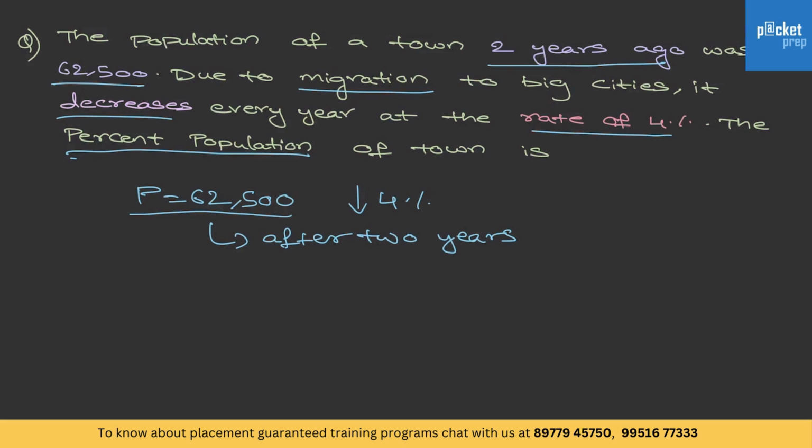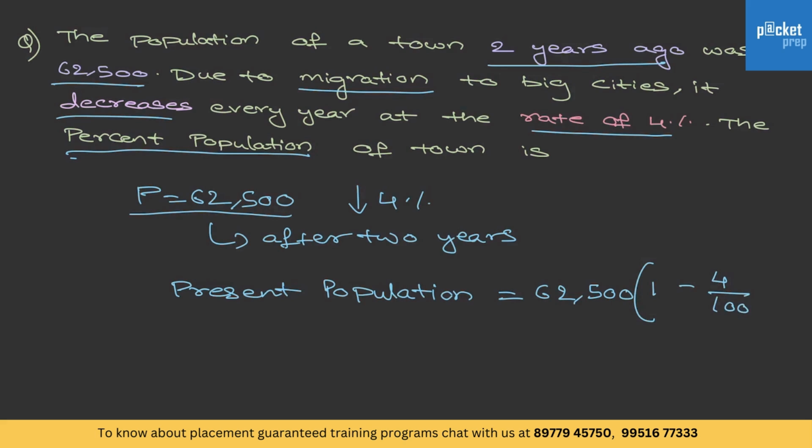This will be done by the formula given before. So the present population is equal to 62,500 into 1 minus 4 by 100 whole square. As I've mentioned before, the formula is P into 1 plus R by 100 whole power n, where n is the number of years, R is the constant rate and P is the population. So as the rate is decreasing, I took it as negative.